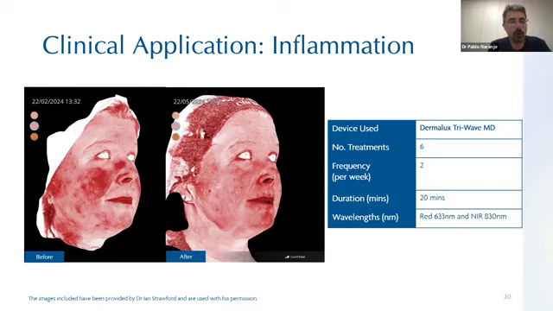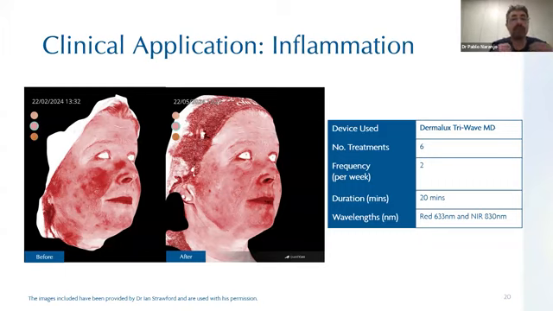Which one is the most common treatment we do in dermatology? Probably inflammation, rosacea, acne, acute acne, inflammatory reactions. So all those treatments are the basis of the day-to-day treatment in our clinic.